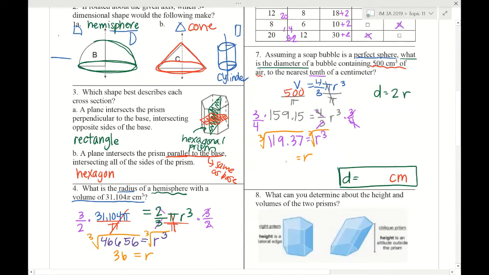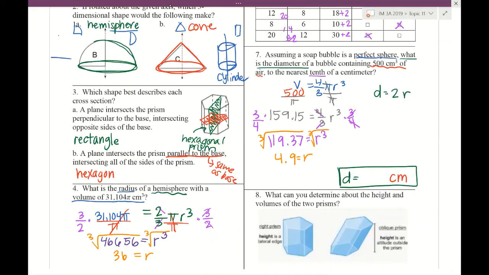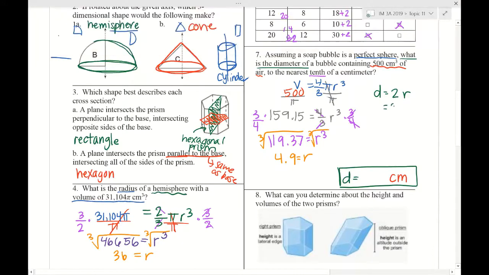So let's say 4.9 because it says the nearest tenth. So 4.92 is going to round to 4.9. And then remember that our answer is the diameter. So the diameter is 2 times that radius value that we just calculated. So 2 times 4.9 is going to give us 9.8 centimeters. So the diameter of the soap bubble is about 9.8 centimeters.